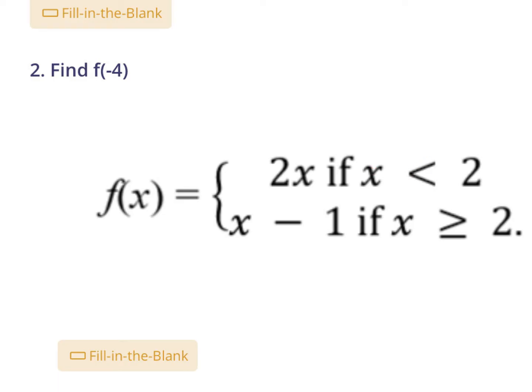-4 is definitely less than 2. So because -4 is less than 2, we're going to be using this top one, the 2x. So if you want, you could show your work by writing 2x, but instead of x, you put parentheses, and then you could plug in that input value, and 2 times -4 is -8, and there's your answer for number 2. Let's try number 3.